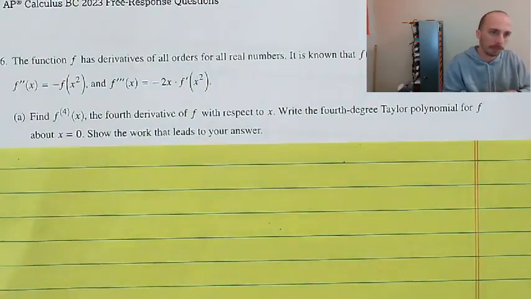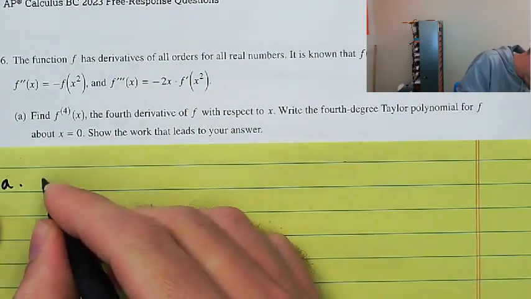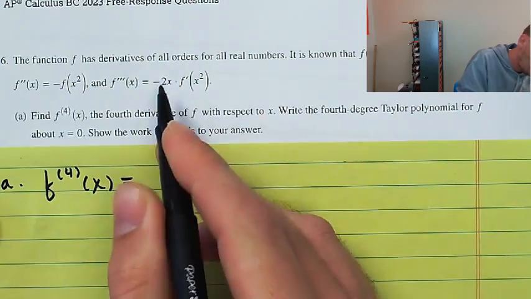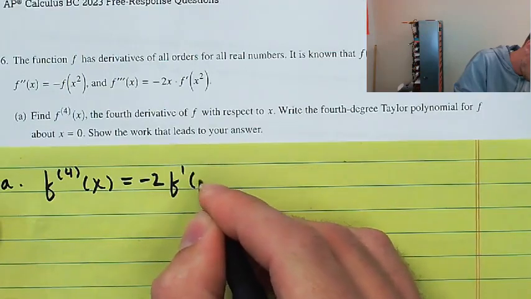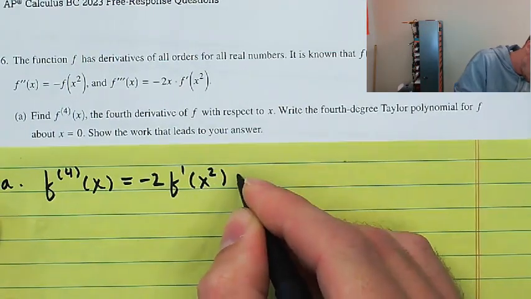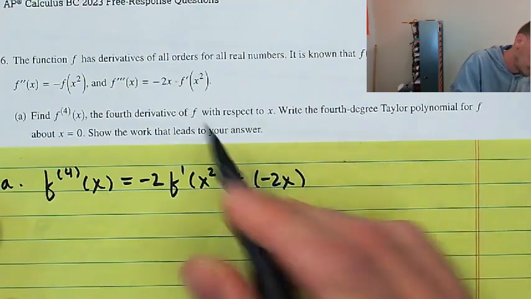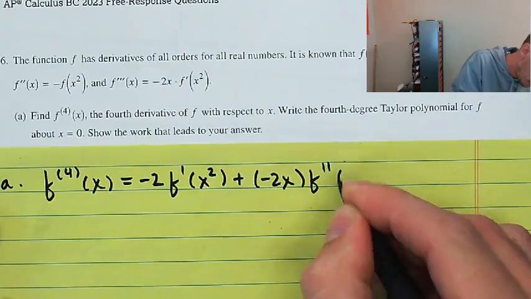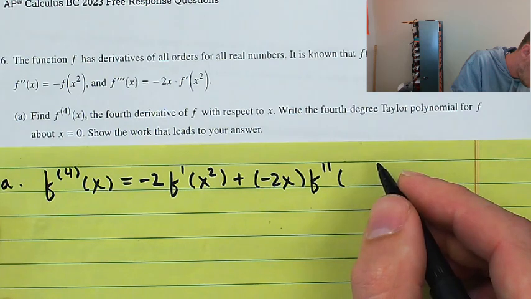So the fourth derivative of f with respect to x, we're going to have to take the derivative of f triple prime. Okay, so f's fourth derivative of x is going to be, I'm going to have to use the product rule. I'll take the derivative of negative 2x first and leave f prime of x squared the same. Then I'll add in, leaving negative 2x the same, taking the derivative of f prime of x squared. So we'll take the derivative of the outside, leave the inside.